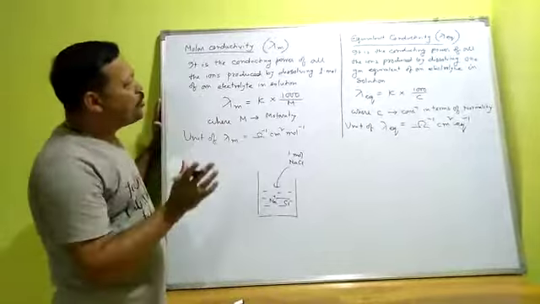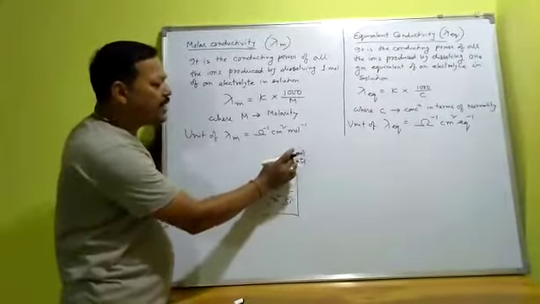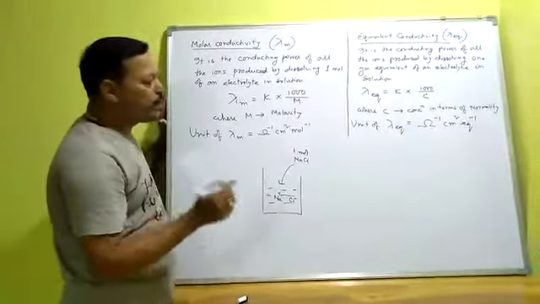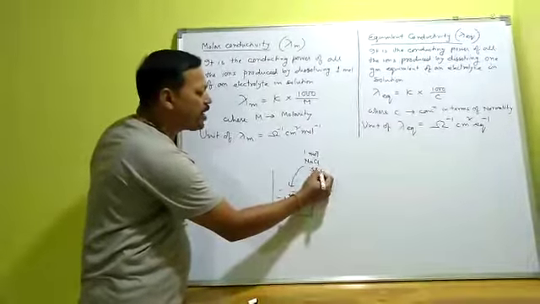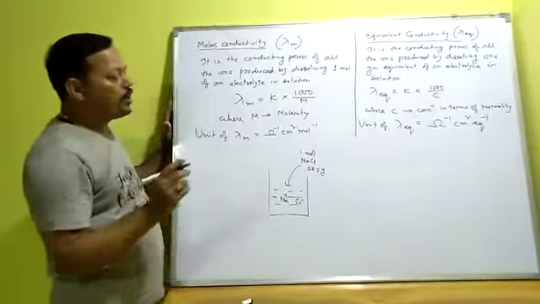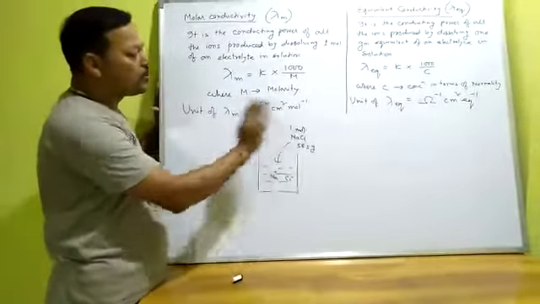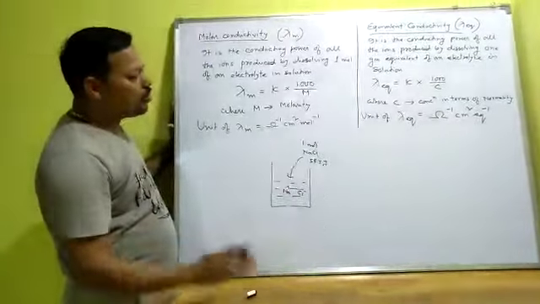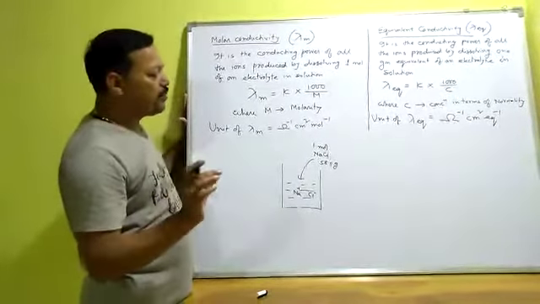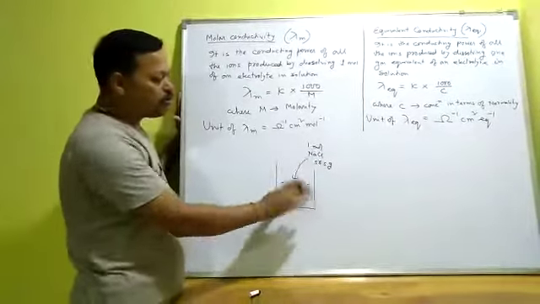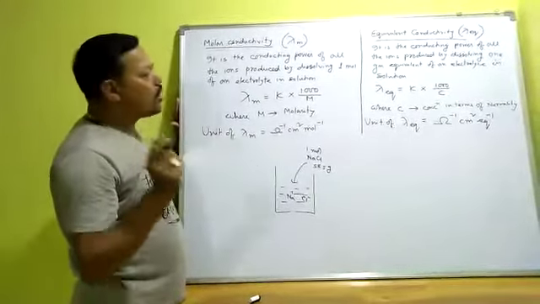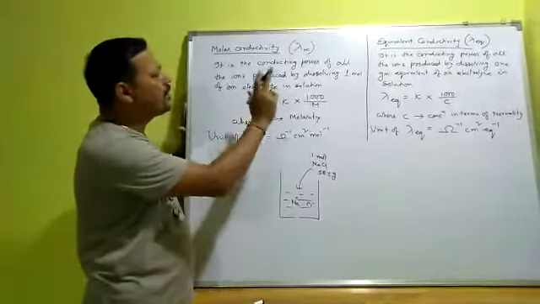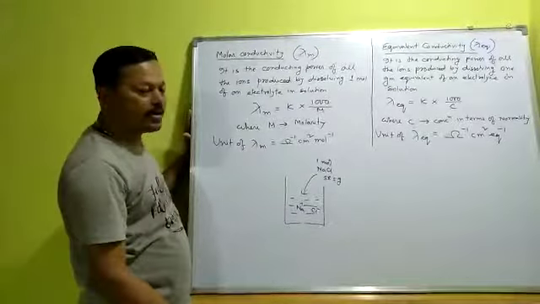To get the molar conductivity, you have to dissolve exactly 1 mole of the electrolyte. If you dissolve sodium chloride, as you know, the molar mass is 58.5 gram. So exactly you have to dissolve 58.5 gram of sodium chloride. Then you will get the conductivity which is called the molar conductivity. So the electrolyte dissolved in water must be 1 mole, and that is why it is given: it is the conducting power of all the ions produced by dissolving 1 mole of an electrolyte in solution.